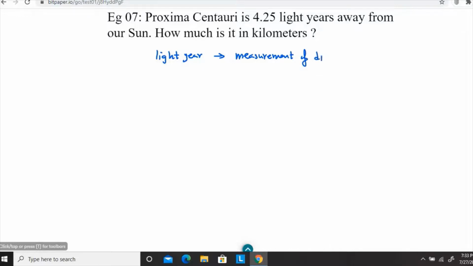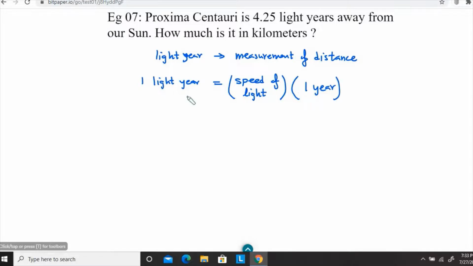Or length. It's not a measurement of time. Even though it says year, it's not a measurement of time. Then the definition of light year is the distance traveled by light in one complete year. So that means, according to the definition, 1 light year is equal to the speed of light multiplied by a year.